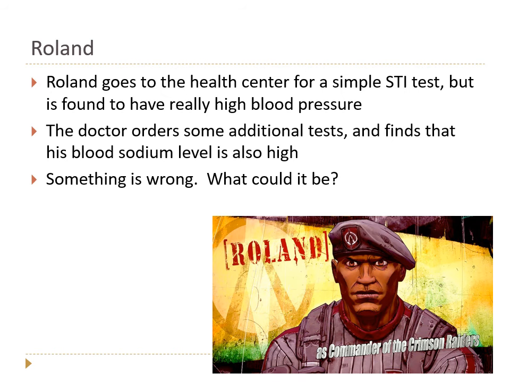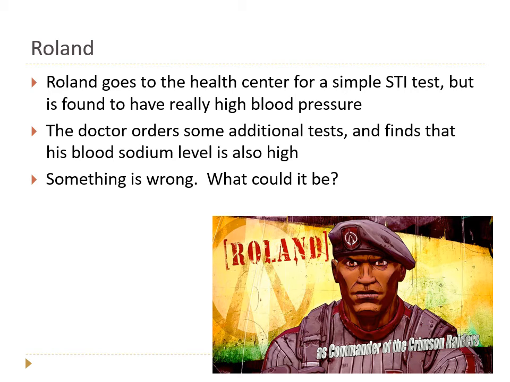So let's do a few mystery cases and kind of deduce our way through these. First of all, Roland, he goes to the health center for an STI test. Good for you, Roland, excellent. But when he checks in, they find his blood pressure is really high. And so I'm like, ooh, something's going on. And there's no evidence that he has activated his sympathetic nervous system, which you know will also increase blood pressure, right? So I don't see dilated pupils, he's not sweaty, his heart rate isn't high, right? So no evidence of activation of the sympathetic nervous system. So you have to think, what else could cause the blood pressure to be abnormally high?